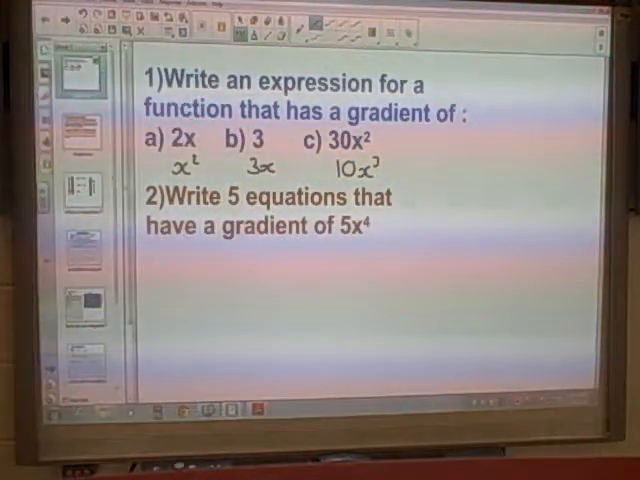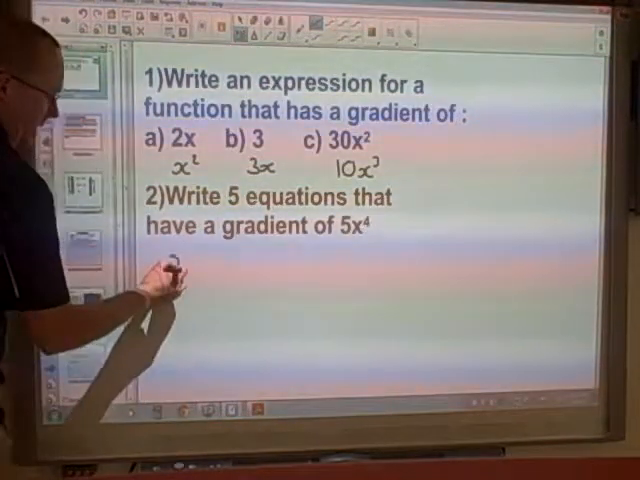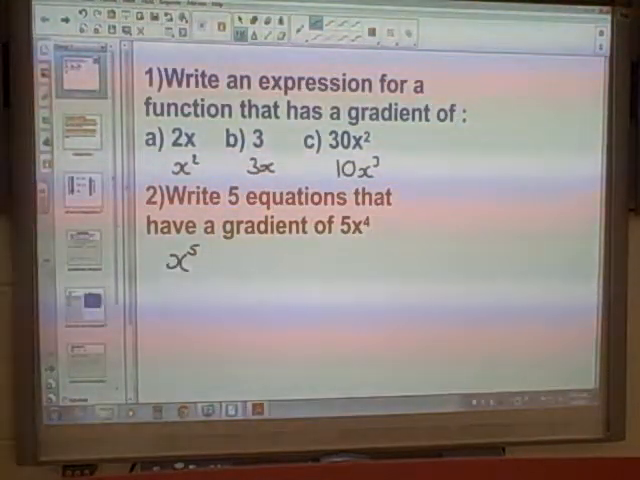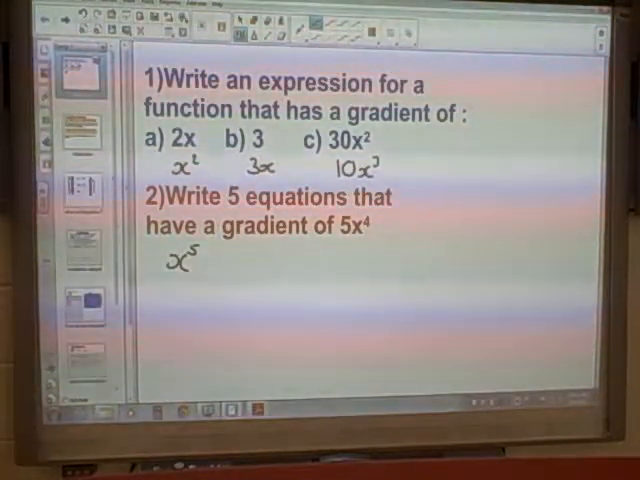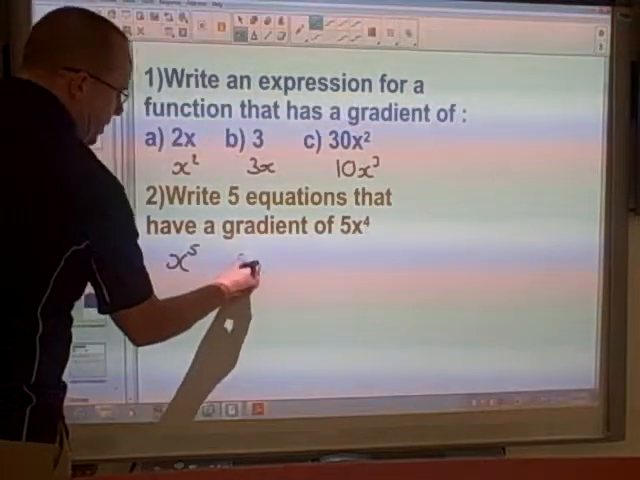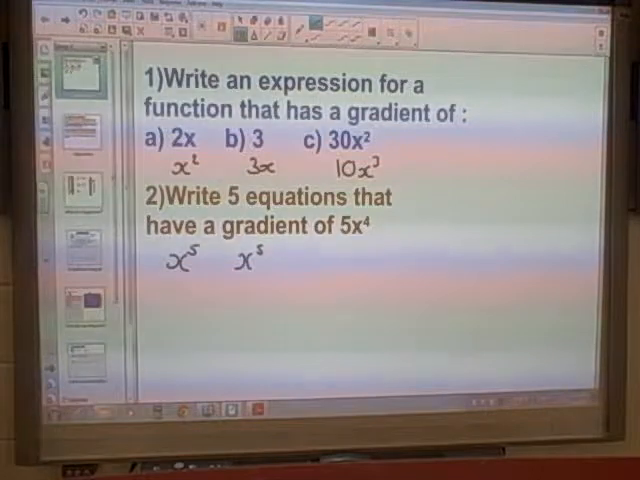Now, then we get to question 2, and he says we've got to come up with 5 equations. Now, I think most people come up with x to the 5 pretty quickly, but then they get confused. They think, what else can we differentiate that gives us 5x to the 4? So, obviously it's got to be something to do with x to the 5, but really it's figuring out what do we differentiate that gives us 0? And that would be just a number.